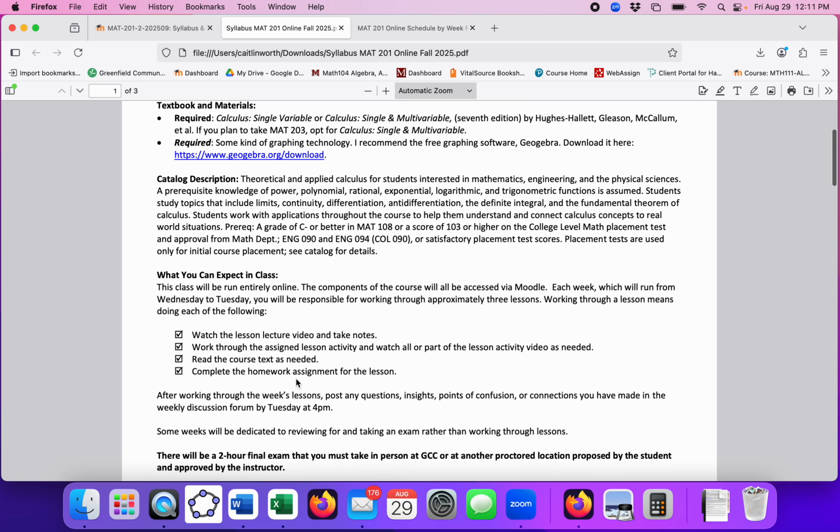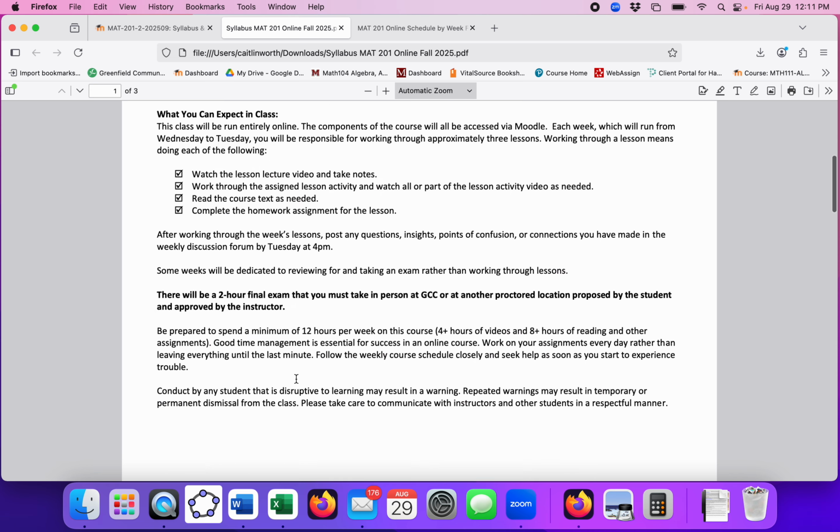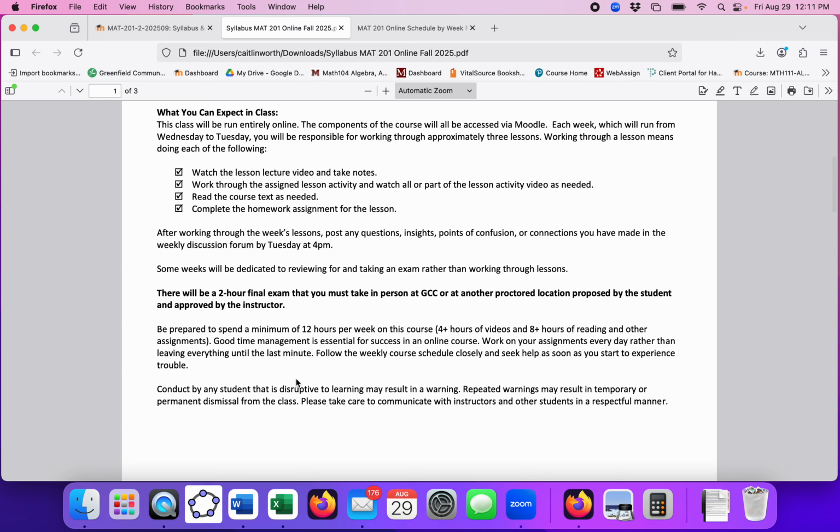Okay, so I'm going to let you read the course description on your own. Let's talk about what to expect in class. So the class is run entirely online. The components of the course will all be accessed via Moodle. So if you've taken an online class before, you may have accessed homework via another site like MyMathLab or WebAssign or something like that.